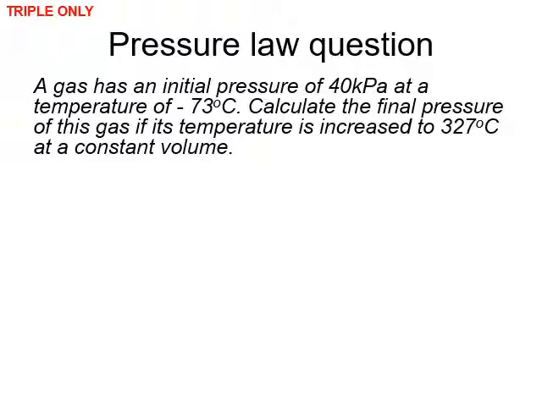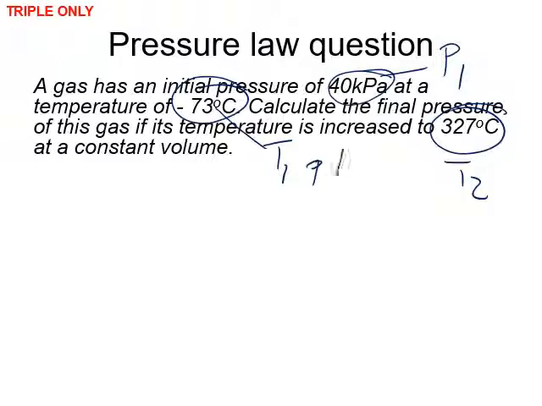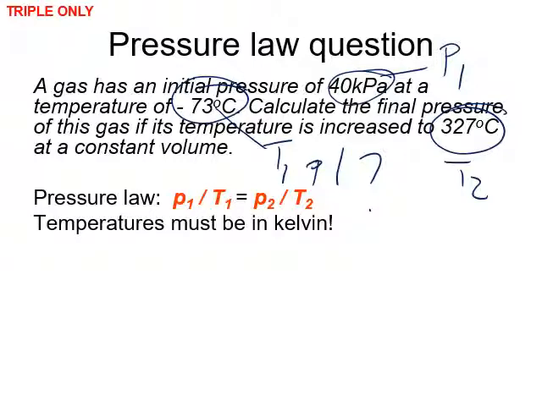Okay, so the first thing I would do is break down the question. This would be P1, this would be T1, and this would be T2, and we've got to find P1. We don't know what that is. So the equation is P1 divided by T1 equals P2 divided by T2. And the first thing we have to do is convert the temperatures into Kelvin. So T1 becomes 200 K and T2 becomes 600 K.